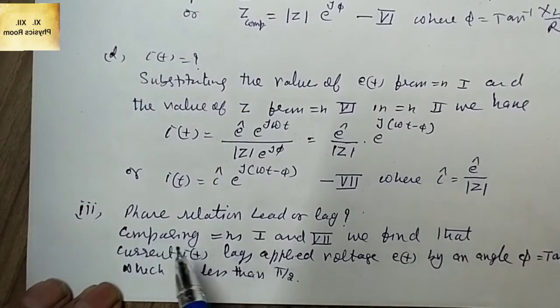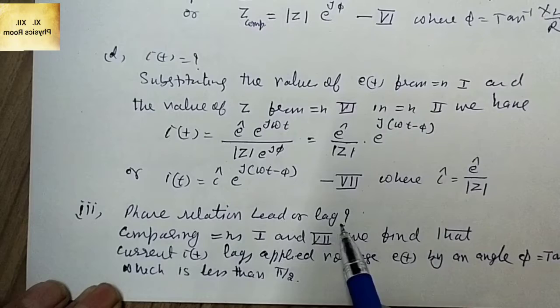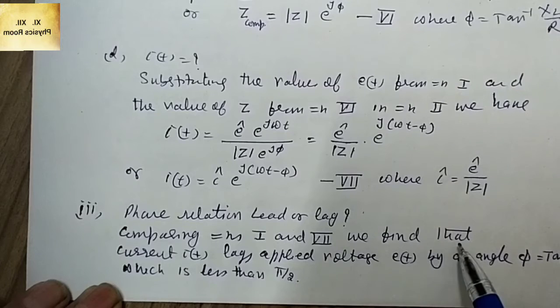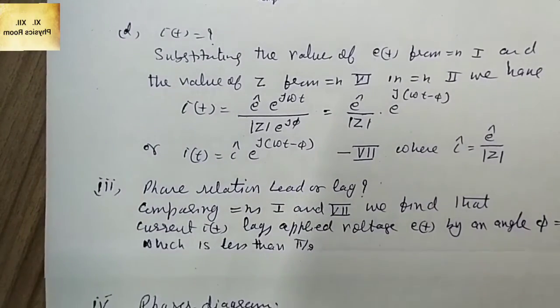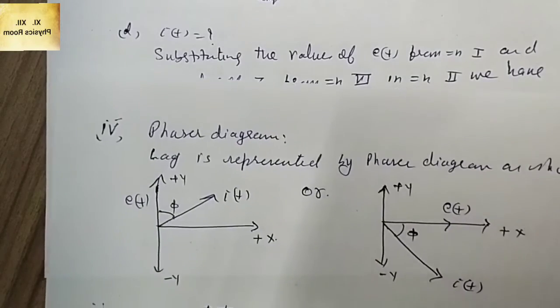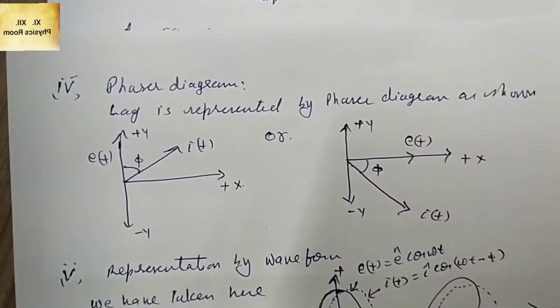Now the third step is the phase relation, lead or lag as usual. Comparing equation 1 and 7, we find that current IT lags applied voltage ET by an angle phi, which is equal to tangent inverse XL by R, and is less than pi by 2. Now the fourth step, we represent this lead or lag by phasor diagram.